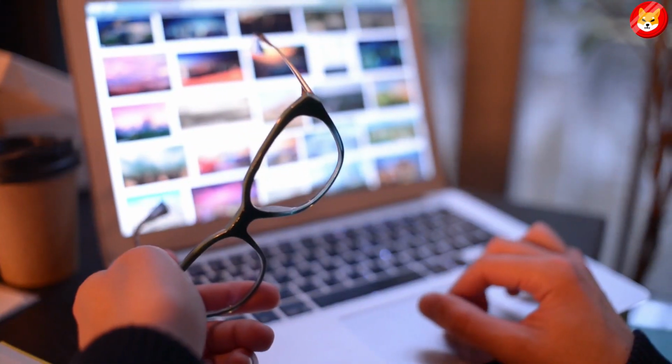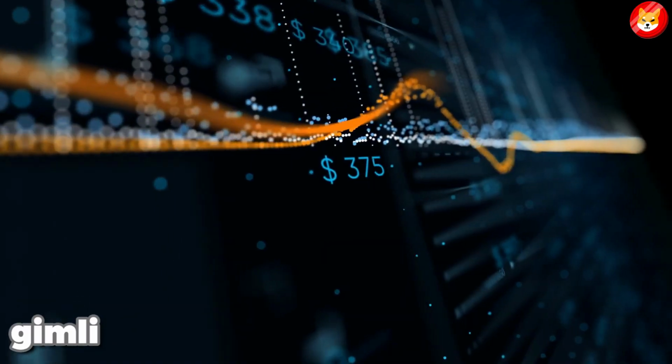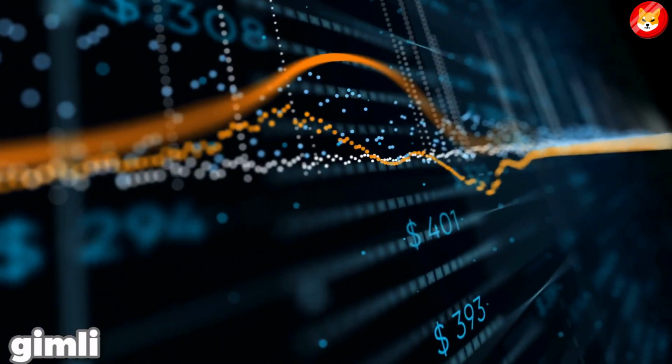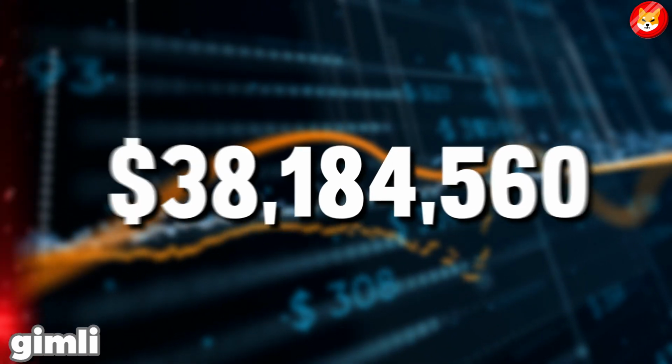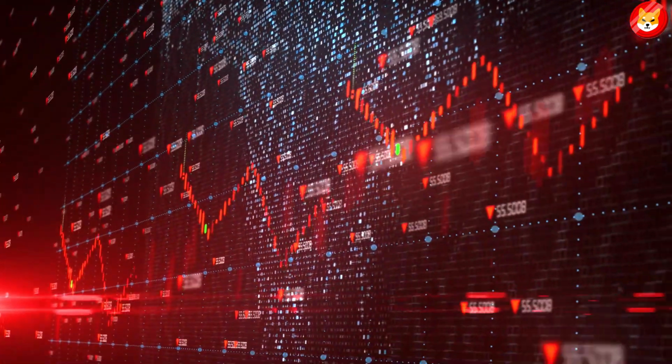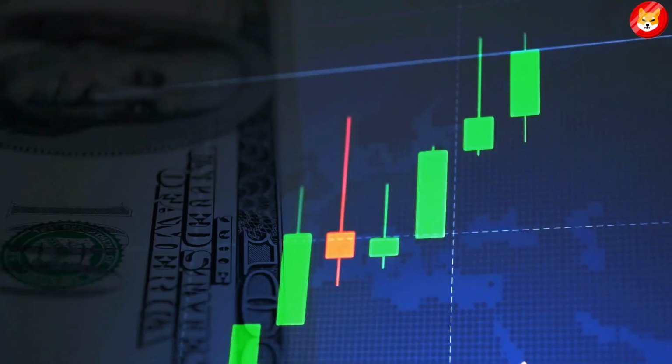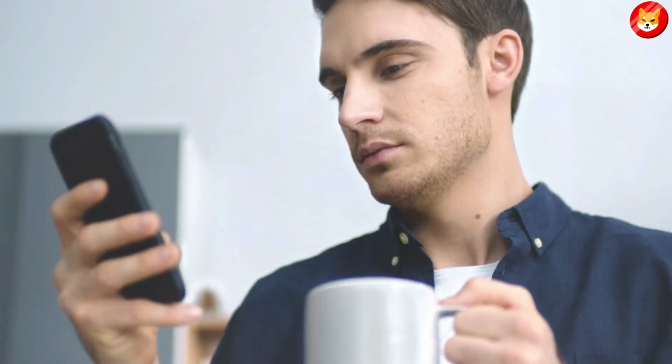$11,561,701. According to the webpage of this wallet, Gimli now holds a staggering trillion SHIB worth $38,184,560. We hope more token supply will reduce this year, which will help SHIB's price increase. Well, good days are coming, so stay tuned for more.